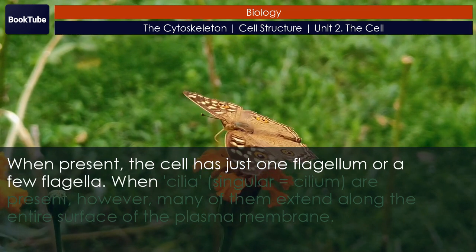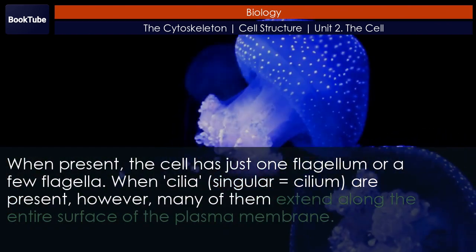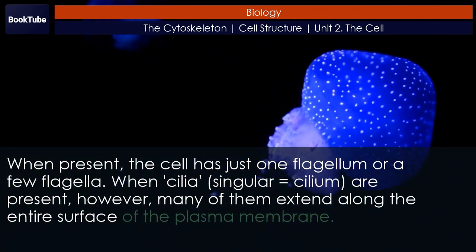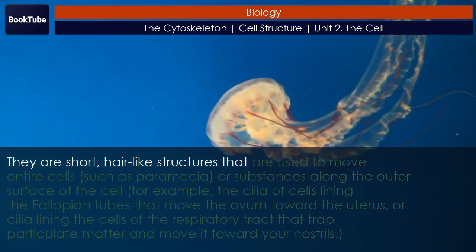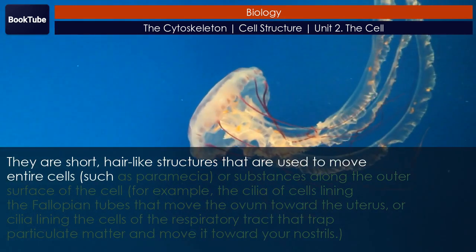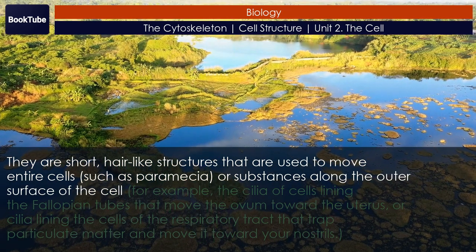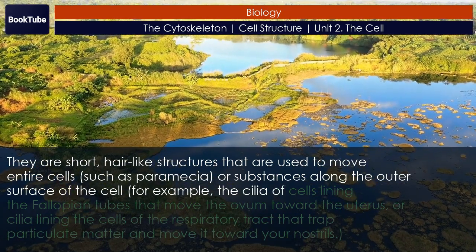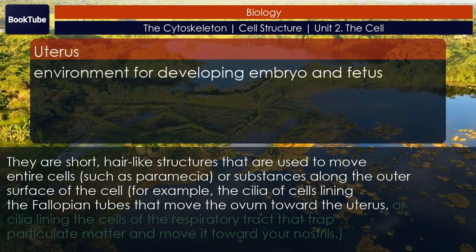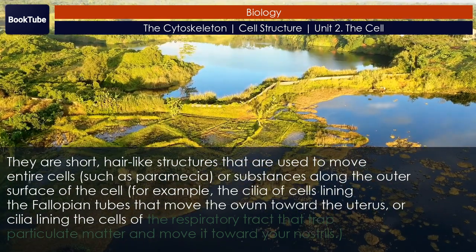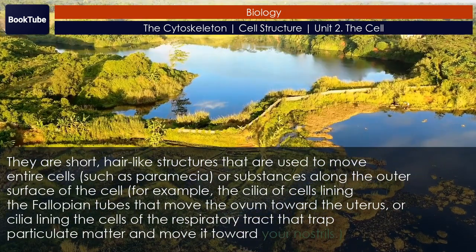When cilia, singular equals cilium, are present, however, many of them extend along the entire surface of the plasma membrane. They are short, hair-like structures that are used to move entire cells, such as paramecia, or substances along the outer surface of the cell. For example, the cilia of cells lining the fallopian tubes that move the ovum toward the uterus, or cilia lining the cells of the respiratory tract that trap particulate matter and move it toward your nostrils.